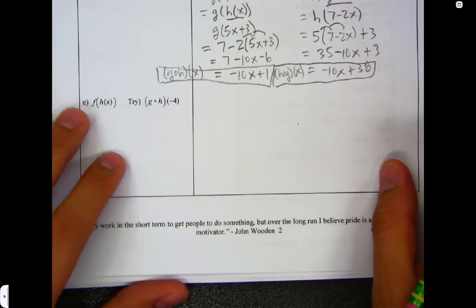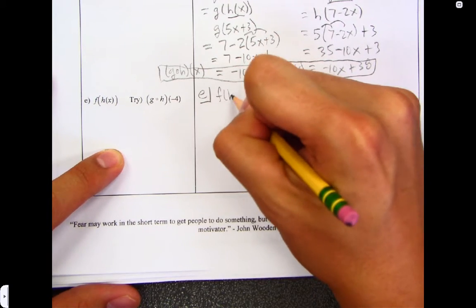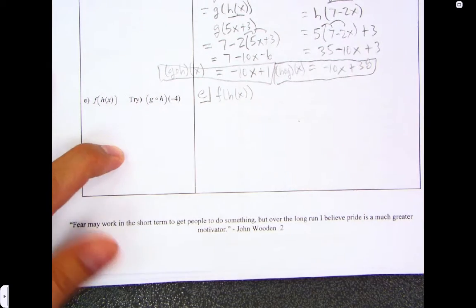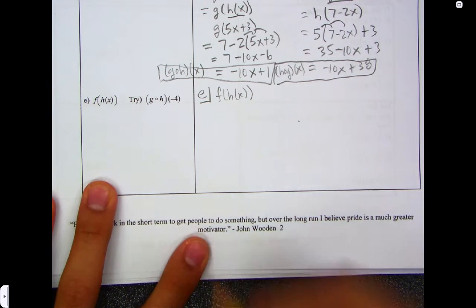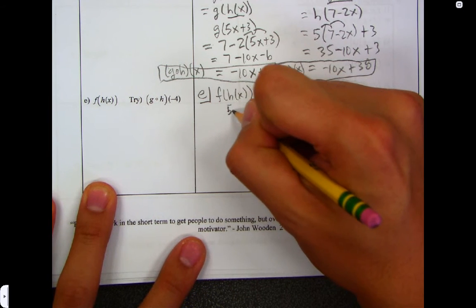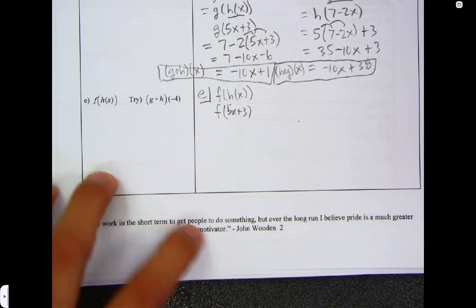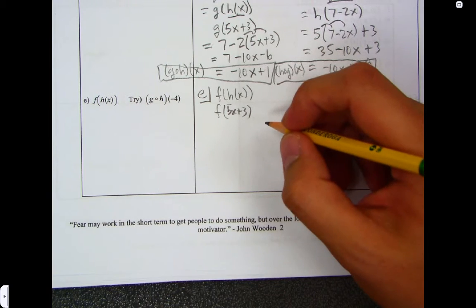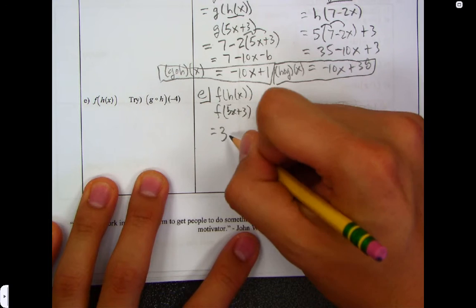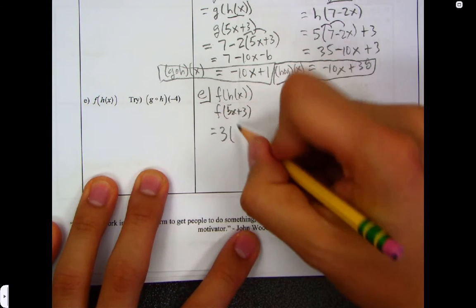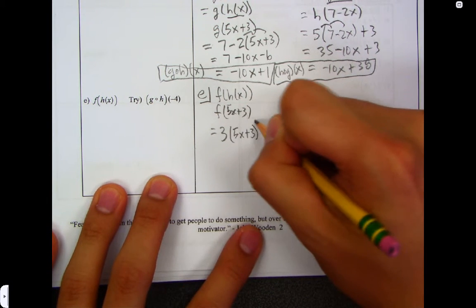E. Copy the problem, f of h of x. I'm going to go ahead and find h of x. H of x is equal to 5x plus 3. So now this becomes f of 5x plus 3. I'm going to plug in 5x plus 3 for the x of f. So 3, parentheses, I plug in whatever is in the parentheses, 5x plus 3 squared plus 4.